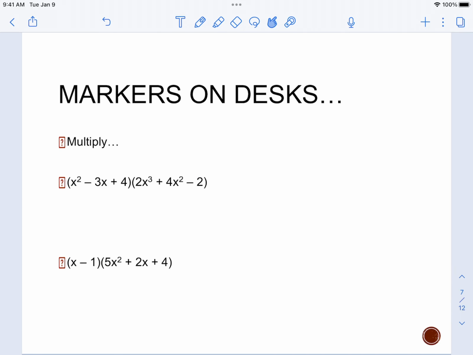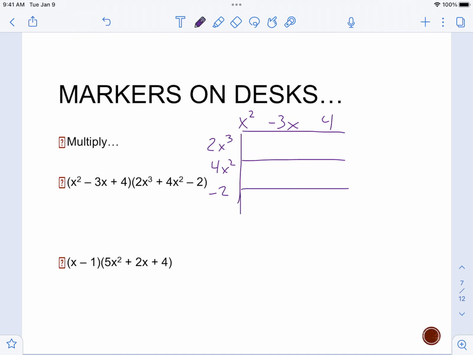All right, now some multiplication ones. So pause the video if you want to try these. Okay, so this first one I'm going to do with box method multiplication. So that x squared minus 3x and a positive 4 for the plus 4. Then 2x cubed, 4x squared, and minus 2. And I'll make all of my boxes. They don't line up perfectly.